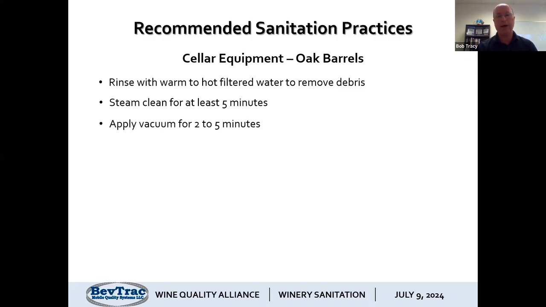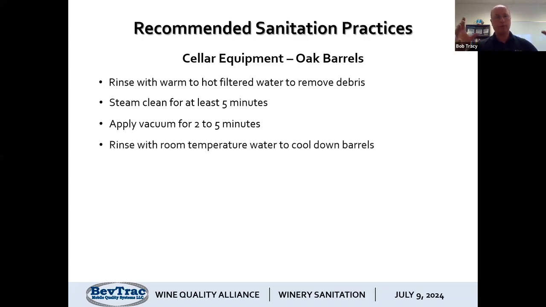You want to apply a vacuum for 2 to 5 minutes. The reason there's a range here is because sometimes when you apply a vacuum, it'll suck in the head, so you want to be careful about that. The vacuum actually draws all the liquid out of the pores of the wood, so it's a very important step in the steaming process after you steam.